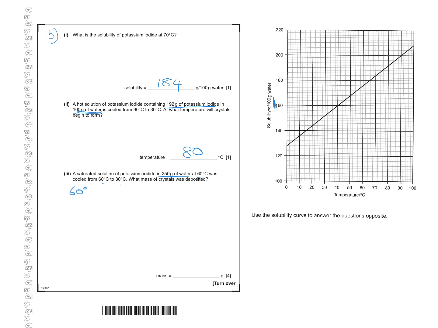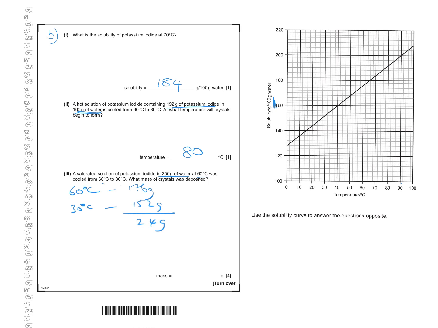So we'll do 60 degrees C first. Go to the graph, read it off, and you can see that's 176 grams. That's per 100 grams of water. So do the same sort of thing for 30 degrees C. Go to the graph, read across, that's 152. So if there were 100 grams of water cooled from 60 to 30 degrees C, the mass of crystals deposited would be the difference. That would be 24 grams.